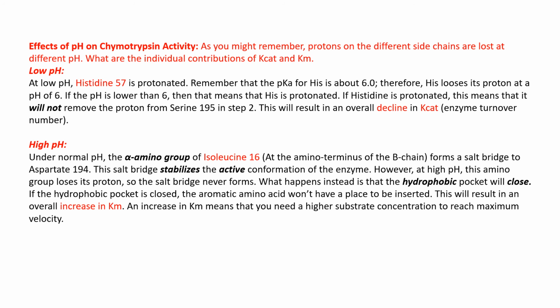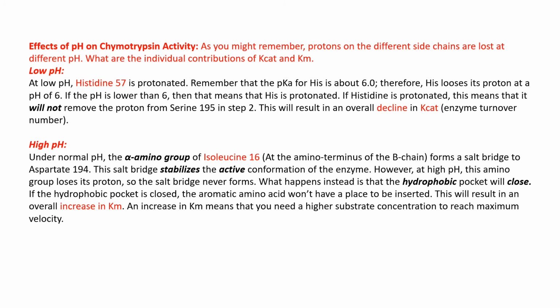So here's some extra notes. The effects of pH on chymotrypsin activity. As you might remember, protons on the different side chains are lost at different pHs. What are the individual contributions of Kcat and Km? Again, this is the enzyme turnover number, Kcat, and Km is the substrate concentration at half of the maximum velocity.